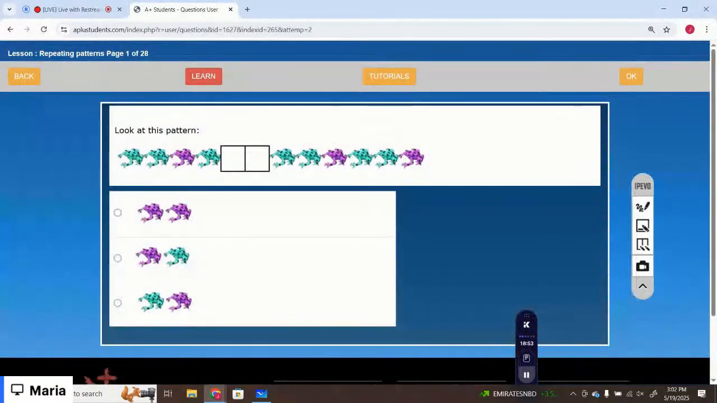Look at this pattern. So we have two blue and one purple, right? So it is one blue. The next one is another blue and purple. So blue and purple. Option number three is the correct option. A blue and a purple. Option number three is the correct option.